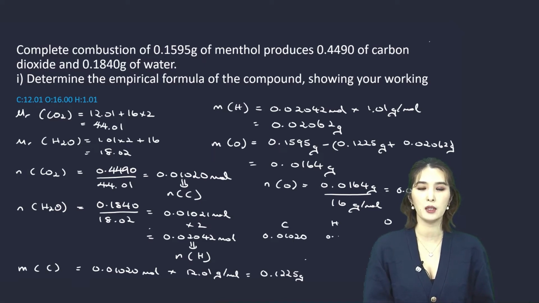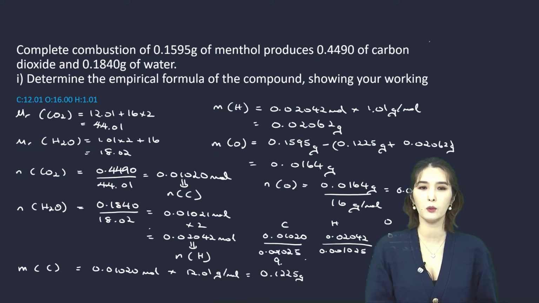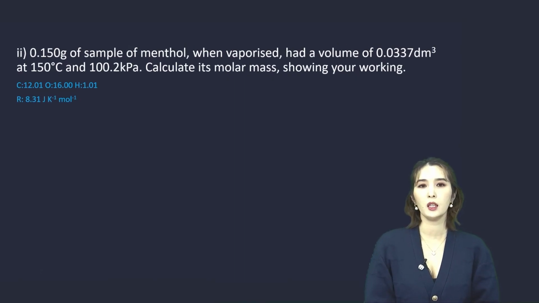Now, to find the empirical formula, you need to find the ratio of carbon, hydrogen to oxygen. And we do that by dividing the number of moles for each element that we found by the lowest number of moles, which is 0.001025, the number of moles for oxygen. And when we input that in, we're going to get a ratio of roughly 10 carbon to 20 hydrogen and 1 oxygen. And so that will wrap up our empirical formula for menthol as C10H20O.